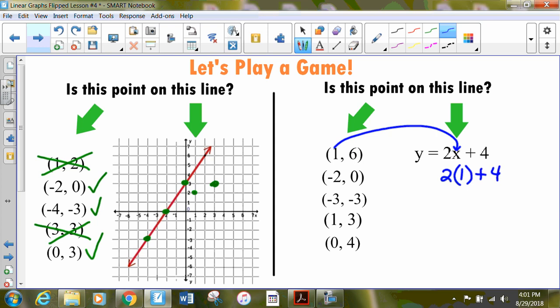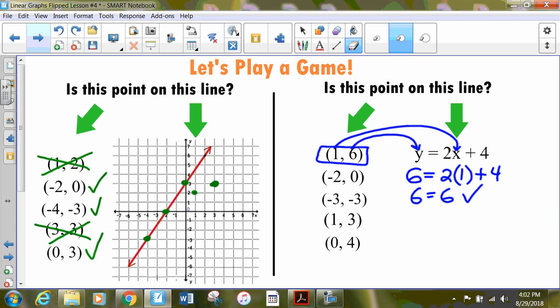All right, now see the 6? The 6 is in the y spot. I'm going to plug that in when I see y, and then I'm going to see if it's true. Is this a true statement? If I put in my calculator 2 times 1 plus 4, or 2 parentheses 1 parentheses plus 4 and hit enter, I'm going to get 6, aren't I? So this is a true statement, and that means that 1 comma 6 belongs on this line that's represented by y equals 2x plus 4. So this is really the new part right now. This very last part of the lesson is new.